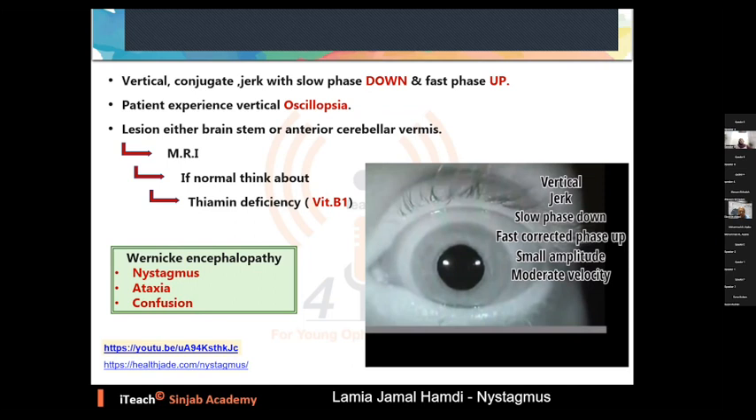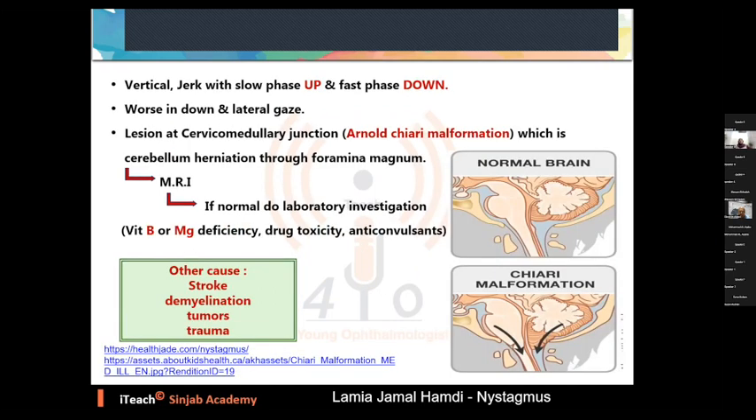The other type is the downbeat nystagmus. It is vertical, jerk, and the slow phase is up while the fast corrected phase is down, similar to its name, downbeat. The lesion is at the cervicomedullary junction, most commonly Arnold-Chiari malformation.